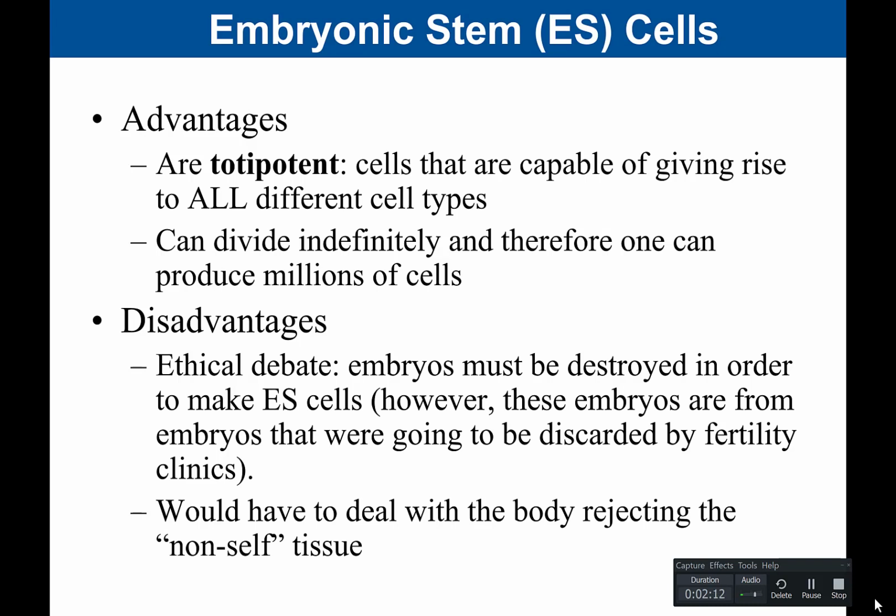So embryos must be destroyed in order to make these embryonic stem cells. However, these embryos are from embryos that were going to be discarded by fertility clinics anyways. And so what that means is that when a couple goes in for in vitro fertilization, they take a couple's egg and sperm and they mix them together and they get their embryos. They typically are only going to implant 1 or 2 embryos into the couple that's doing the in vitro fertilization. The other embryos are typically going to be stored in case a couple wants to use them later, or they would be sent to be destroyed as medical waste.